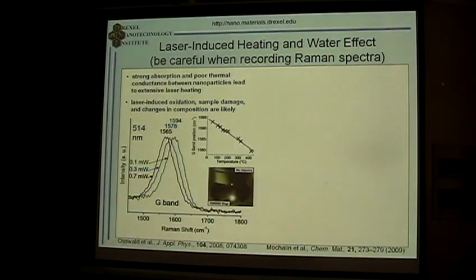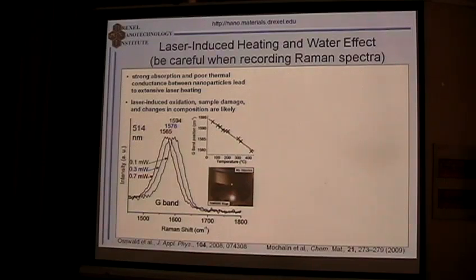So if you apply a high intensity laser beam, as I tried to apply high intensity light to you, you can burn your sample before you even record your first spectrum. So you need to be really careful and check that you don't burn your sample, because all results of your measurements can be affected by the laser beam heating.